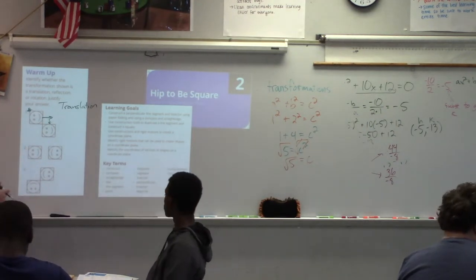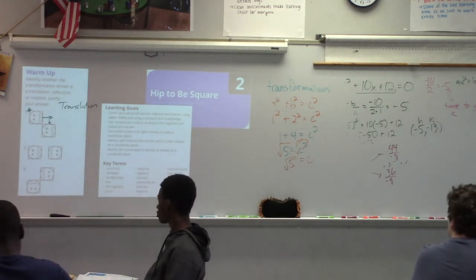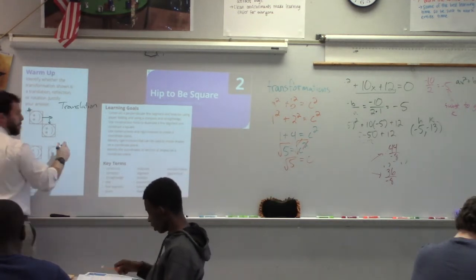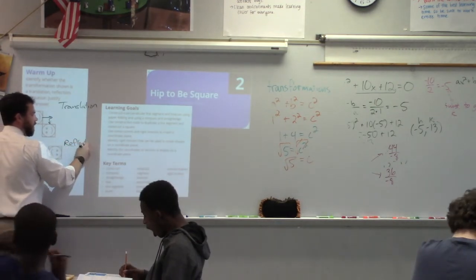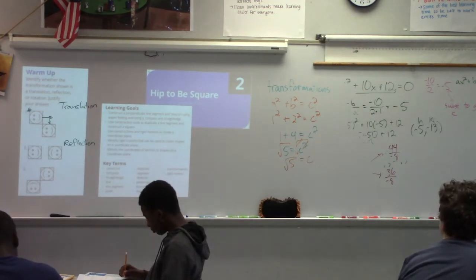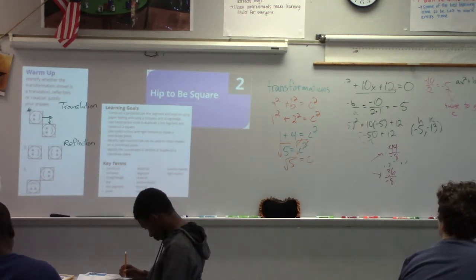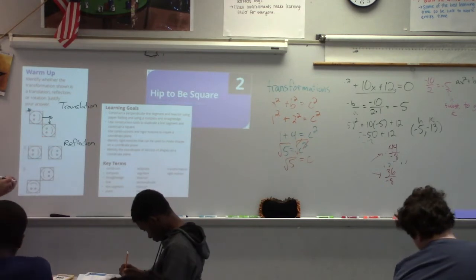So what about 2? What are we looking at there? Reflection? Anybody think anything other than reflection? No, because they're looking at each other. Okay, so explain to me how this is a reflection. They're looking at each other. It's like you see a mirror. It's like you're looking at yourself.